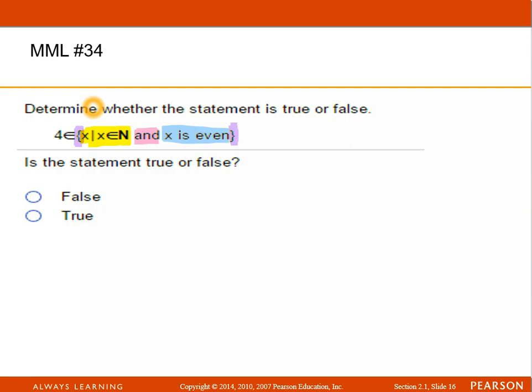So the yellow stuff just says X has to be an element of natural numbers. 4 is definitely a natural number. It's one of our counting numbers. 1, 2, 3, 4, and so on. And X is even. 4 is an even number. So this answer here is true. Now, had they put the number 3 right there, let's say instead of a 4 they had put a 3, then that would have been false. Because even though it did this part, the word "and" means it has to be both the yellow and the blue, and it wouldn't be that. So then that would be a false answer.